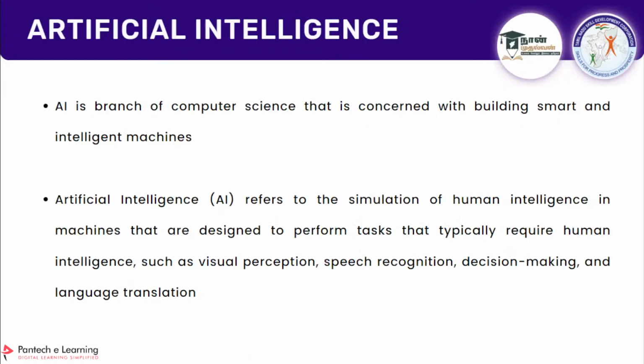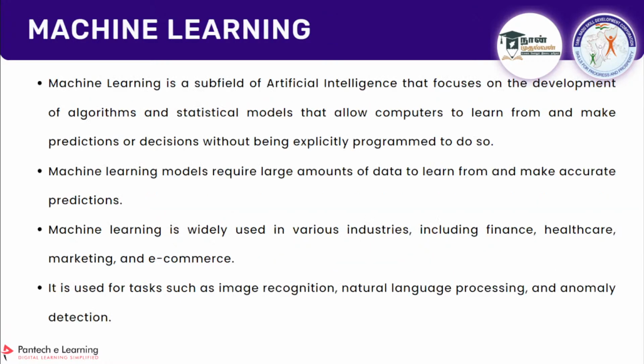AI is a branch of computer science that is concerned with building smart and intelligent machines. It refers to the simulation of human intelligence, the way humans analyze things, like visual perception, speech recognition, decision making, and language translation. Machine learning is a subfield of artificial intelligence that focuses on the development of algorithms and statistical models that allow computers to learn and make predictions or decisions without being explicitly programmed to do so.